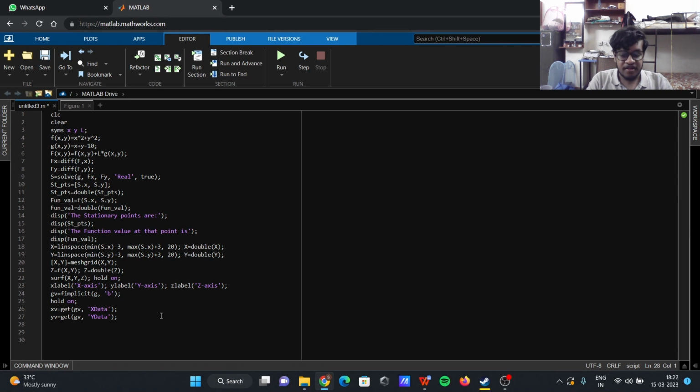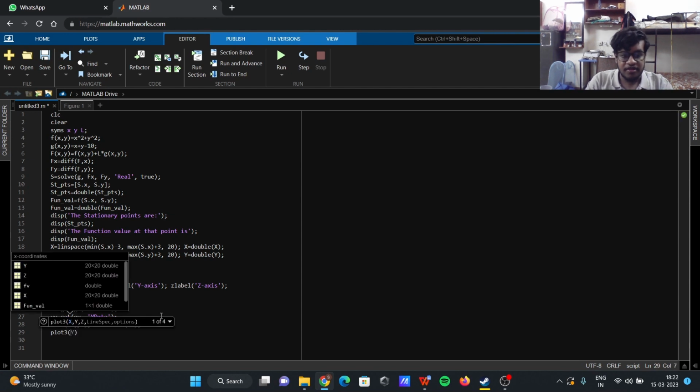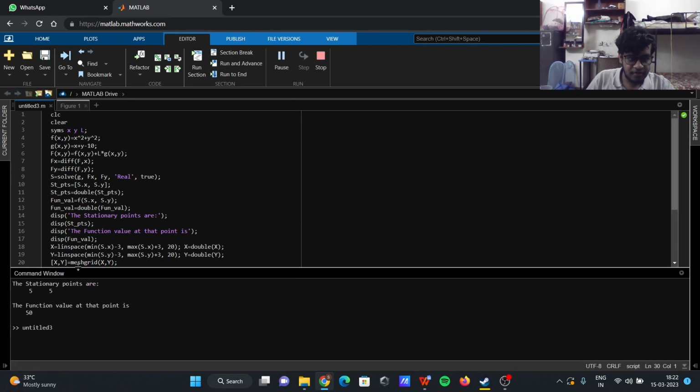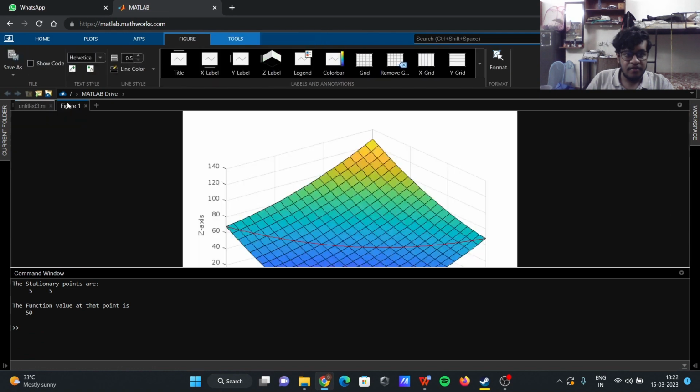And let us define a new function fv equal to f of xv comma yv, and double this fv. Okay. Now plot3, because we are plotting the curve in 3 dimensions, xv, yv, fv. Also, the order of this is important, otherwise the graph will be messed up. Basically, what this last thing means is that there will be a straight line which will be red in color. Now let's run this. Hope everything goes fine.